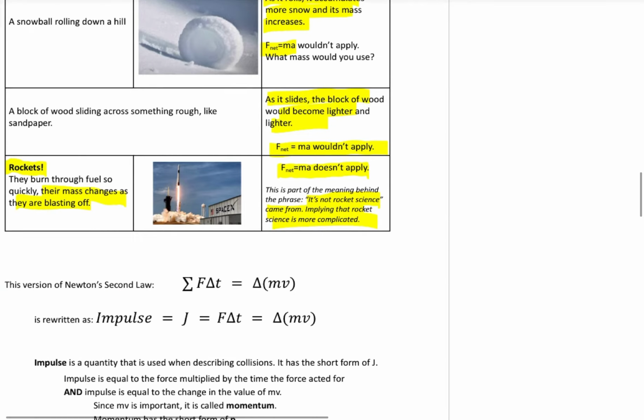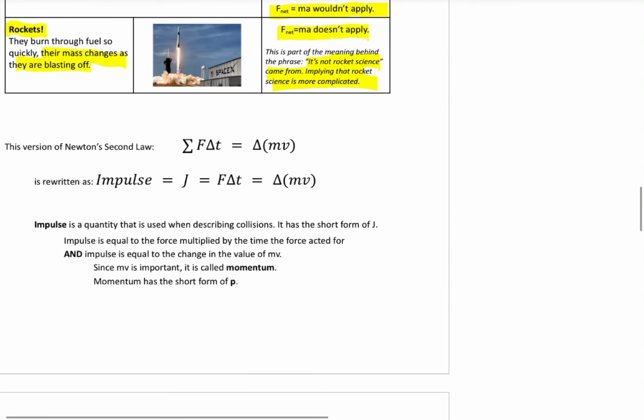Okay, to summarize, to wrap this up, the non-calculus better version of Newton's second law is this: net force, or force, multiplied by time is equal to the change in mv. Since that's important, it was given the name impulse. The short form for impulse is capital J. So really, impulse has two equations.